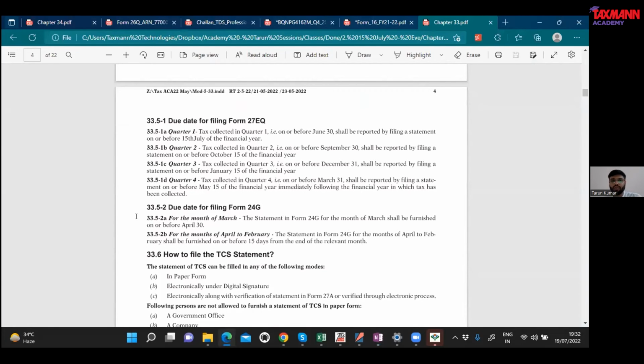So here are the dates to file the TDS return. For quarter one, it is 15th of July. Q2 was 15th October. Q3, 15th of January, and then Q4 it was May 15th. For the last quarter, they have generally provided the extended period, right?